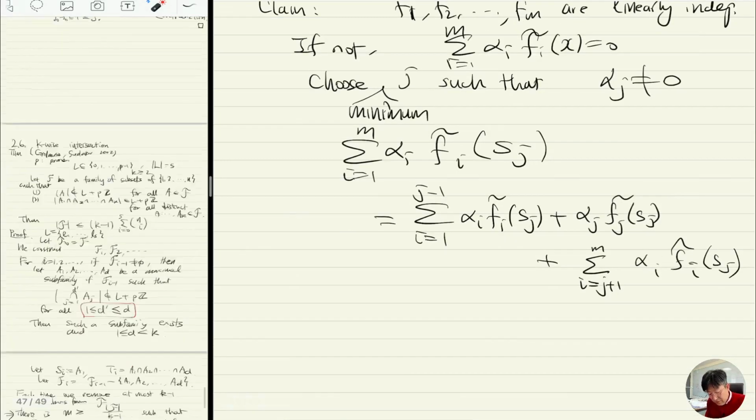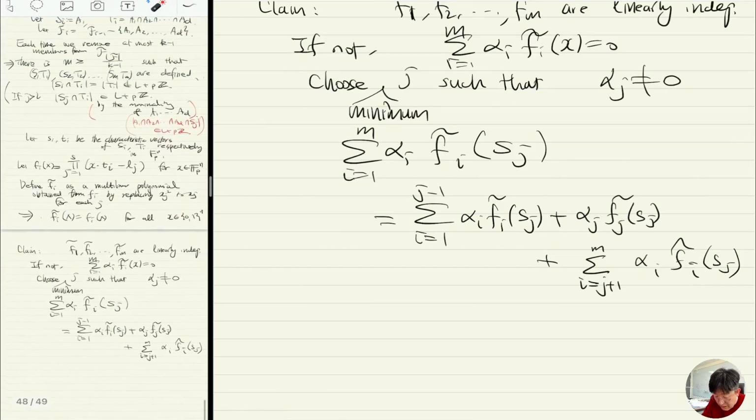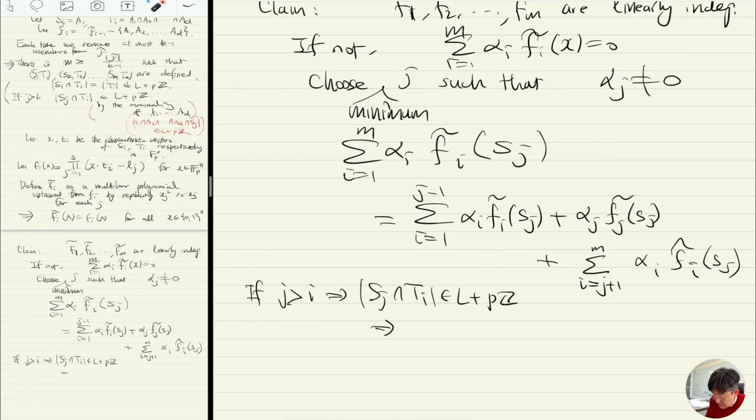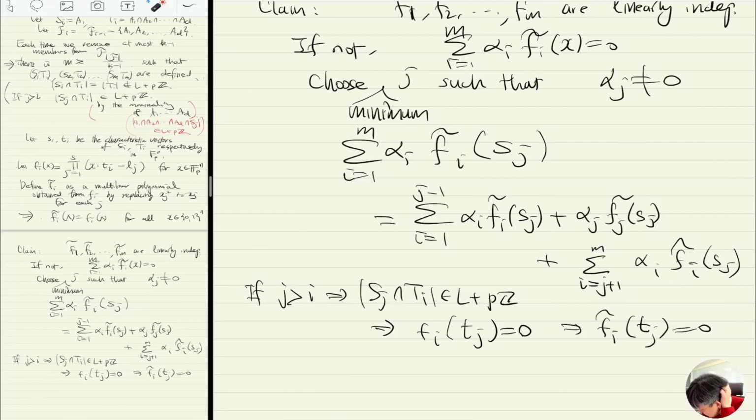All right, now here we need to use the condition. Remember that if j is bigger than i, then the cardinality of S_j intersection T_i is in L plus p Z. So F_i tilde of S_j is 0. So if i is smaller, then it's 0.